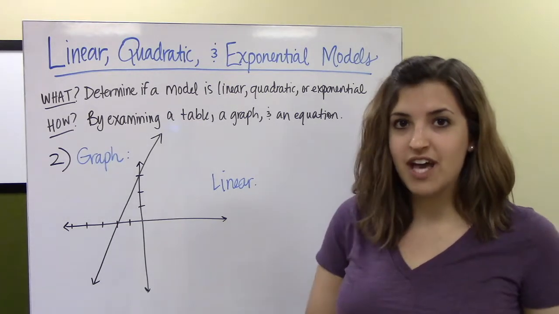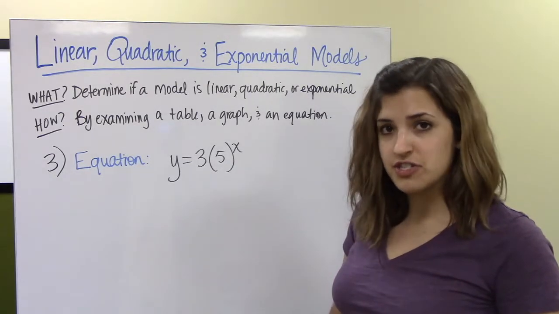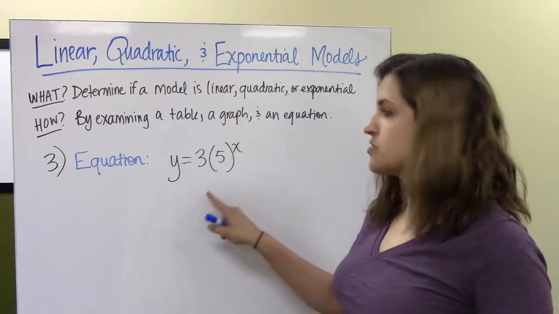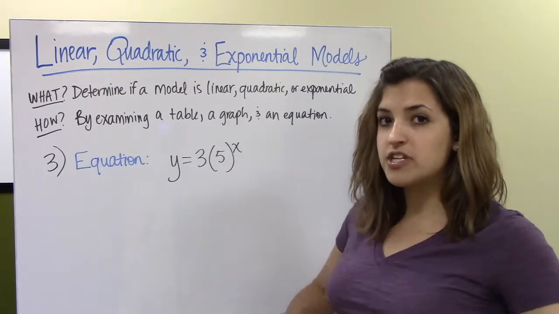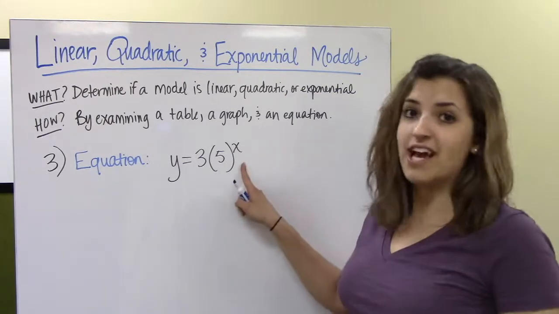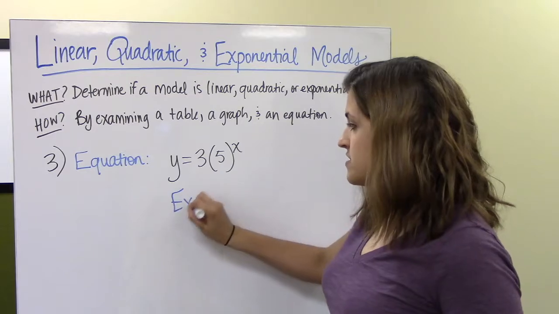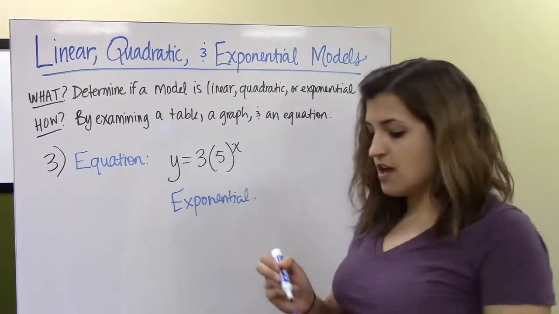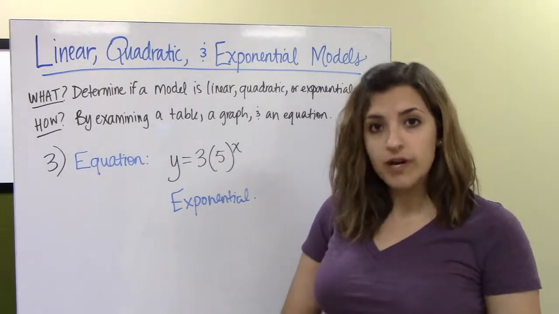All right, now let's look at an equation. So the last way we can tell our functions apart is by using an equation. So in this equation, we have y equals 3 times 5 to the x. The thing that gives away the type of function here is the fact that x is in the exponent. That means we have an exponential function. So this is exponential. If x were on its own and not in the exponent, we'd have a linear function. And if x were squared, we'd have a quadratic function.